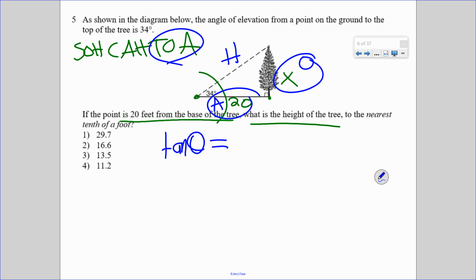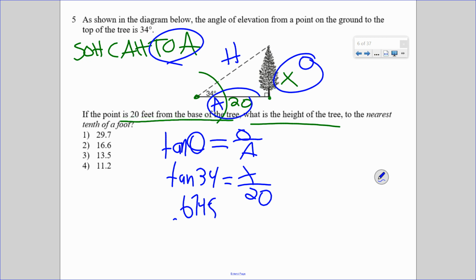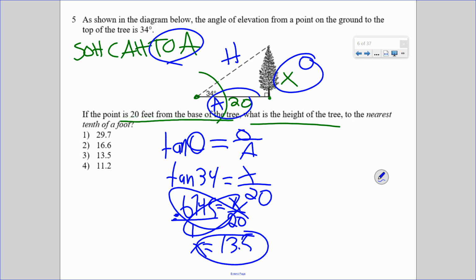Tan theta equals opposite over adjacent. Tan 34 equals X over 20. Tan of 34, put that into your calculator. Rounded to 4 decimal places, I got 0.6745 equals x over 20. Cross multiply and solve. X equals, to the nearest tenth, 13.5. There are two types of Sohcahtoa problems.